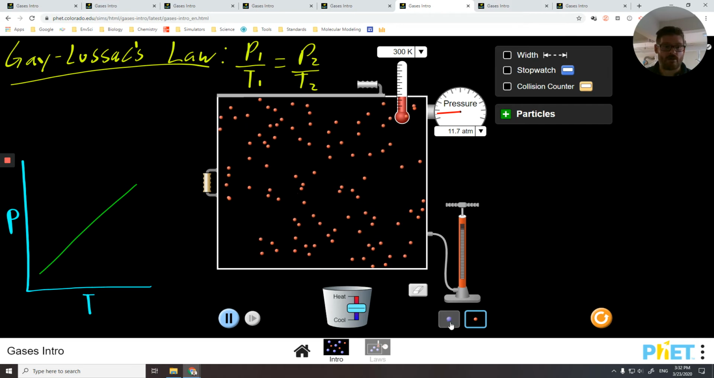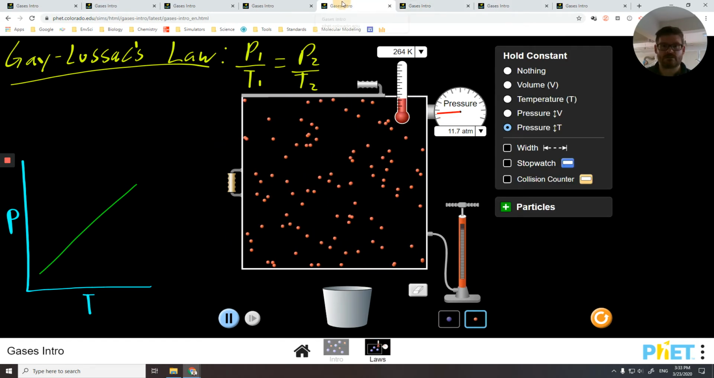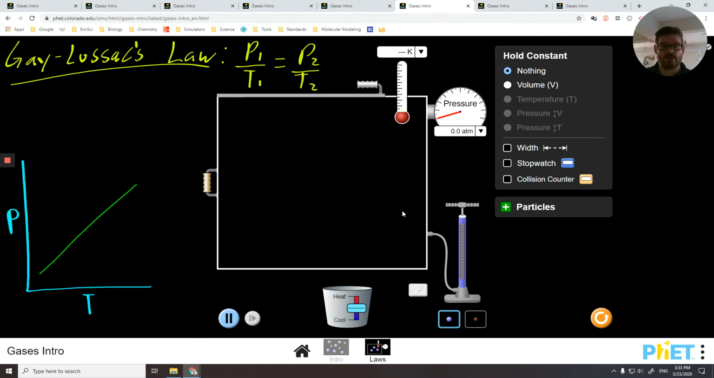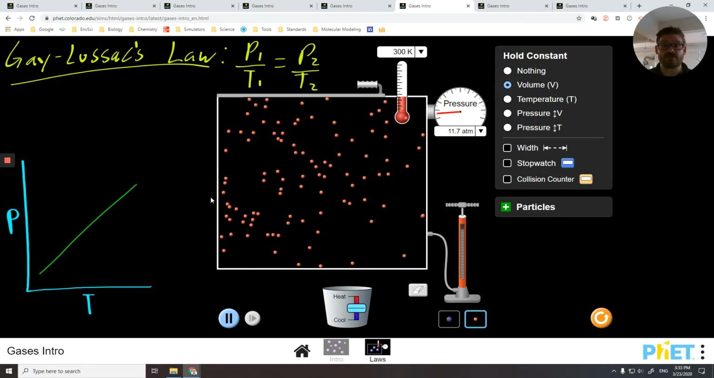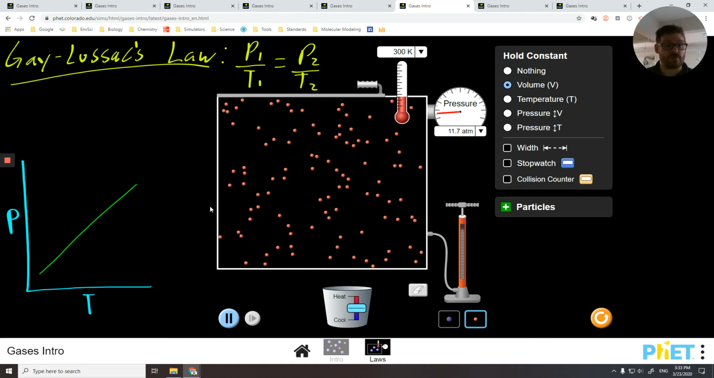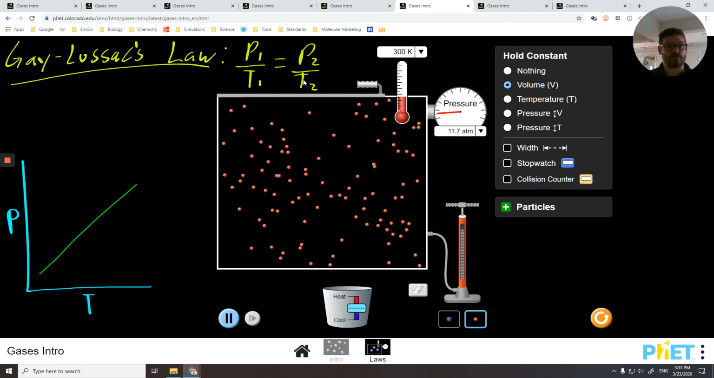So let's try that out. Oops. Let's go here instead. Need to add some gas in here. Okay. So we want to hold volume at a constant, meaning we can no longer change what the volume is, but we're allowed to change pressure and temperature.